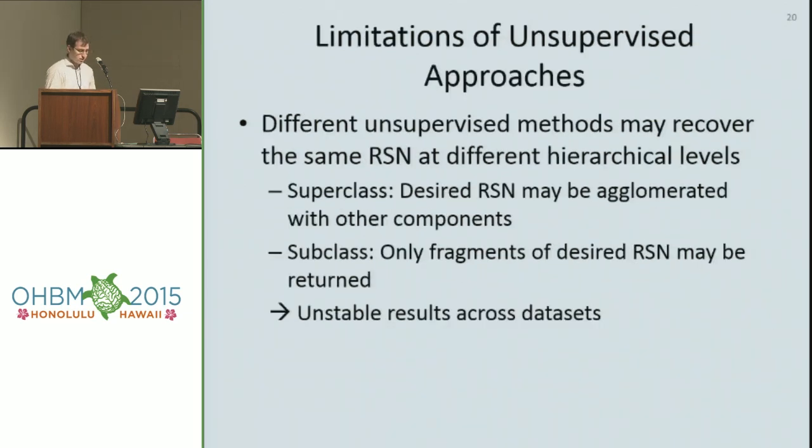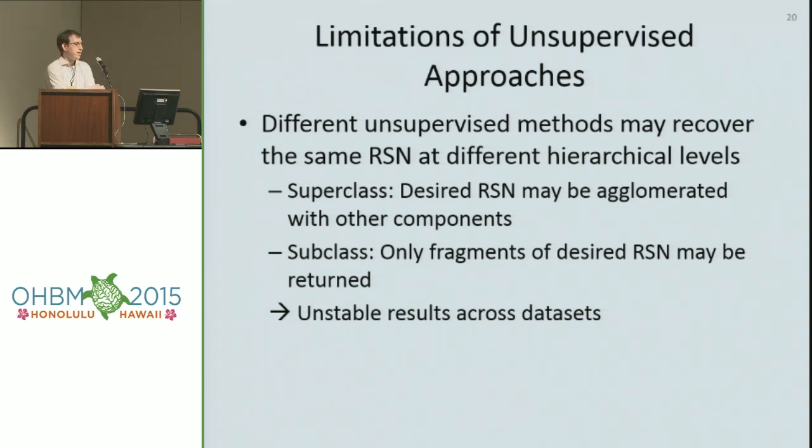So this brings us to the key limitation of unsupervised approaches, which is not knowing exactly what the correct dimensionality is. But the problem is even worse than this because different methods may recover the same RSN, but it may come out at different hierarchical levels. So we may find a large motor system in one data set, whereas in another data set, the same method broke it up into smaller pieces.